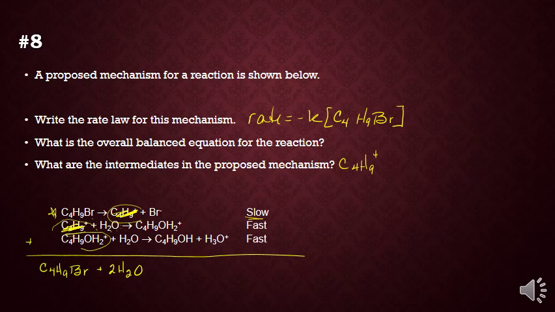And this one right here is another one of our intermediates, so we can ignore these. C4H9OH plus, and we've already used these two, and that one. All right, bromine, or should I say bromide, plus C4H9OH plus hydronium. That's it.